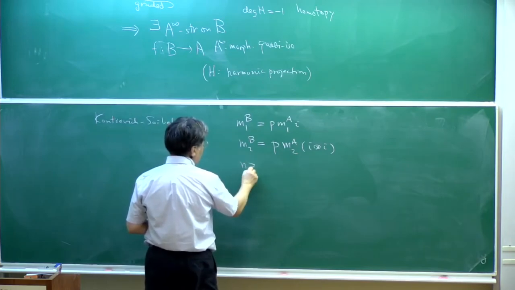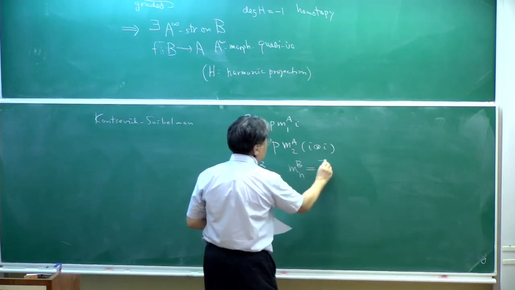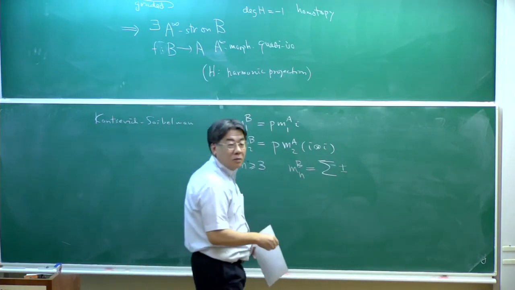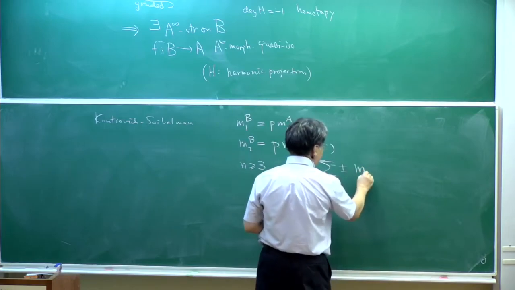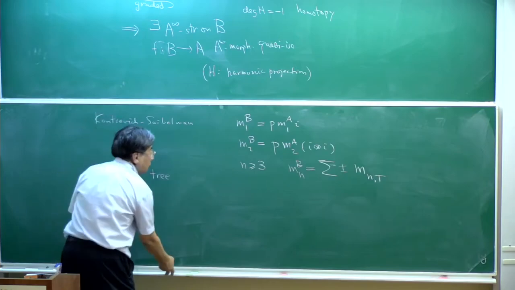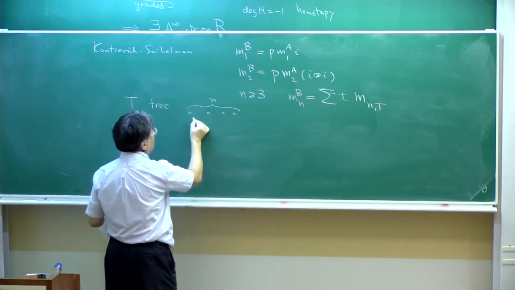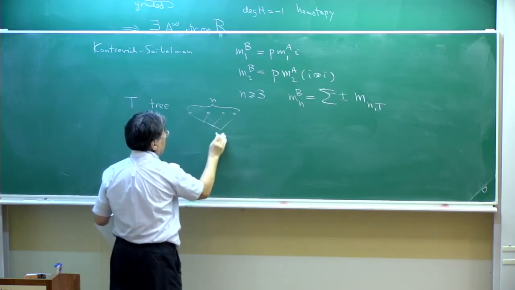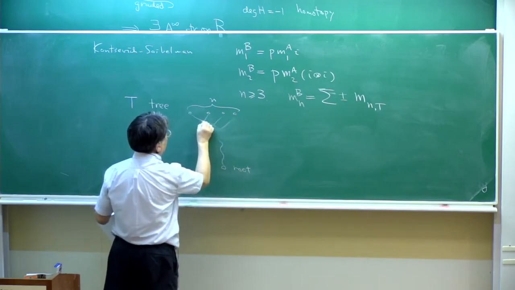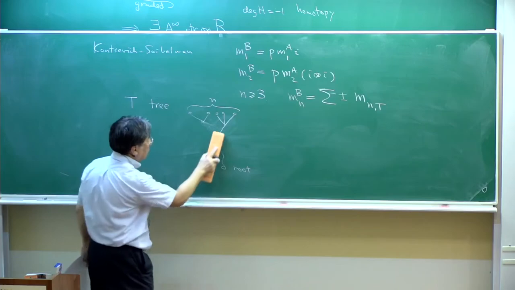And then for n bigger than 2, m_n B is equal to the summation of some plus or minus, the sign is not precisely stated. Maybe it is too difficult to determine the sign, and t. What is t? T is a tree. Something like this: you have n leaves, and something like this, and at the bottom there's a root. So I just write one example.